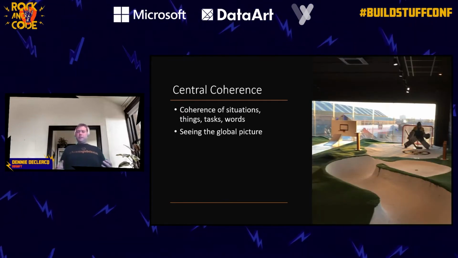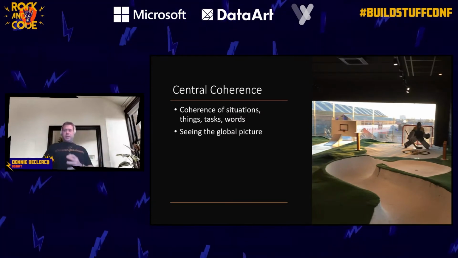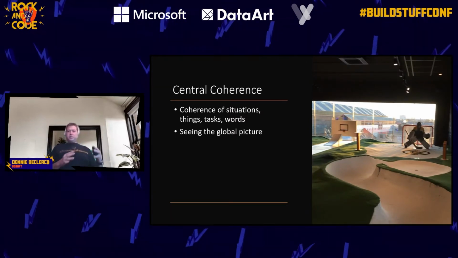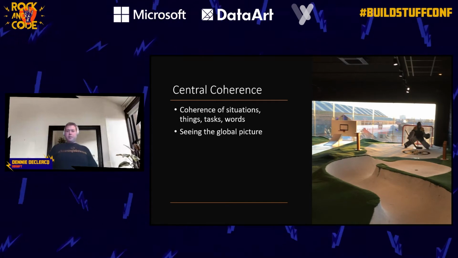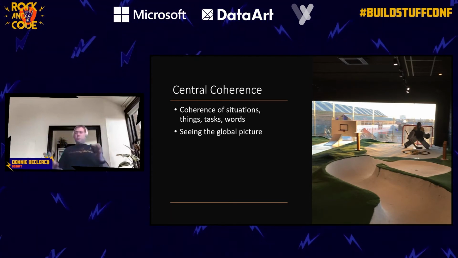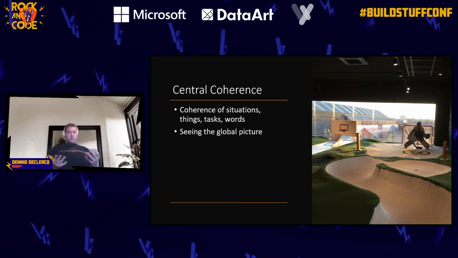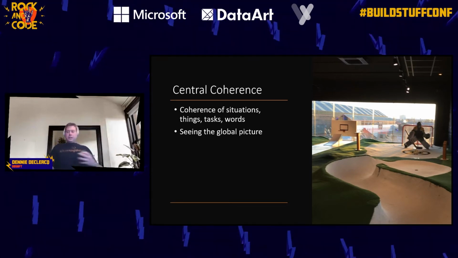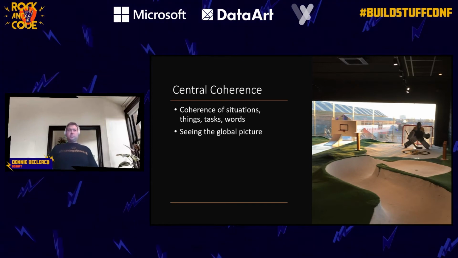Central coherence is a coherence of situations, persons, things, tasks, and words. Central coherence is about seeing the global picture. How is everything glued together? How are situations linked to each other?